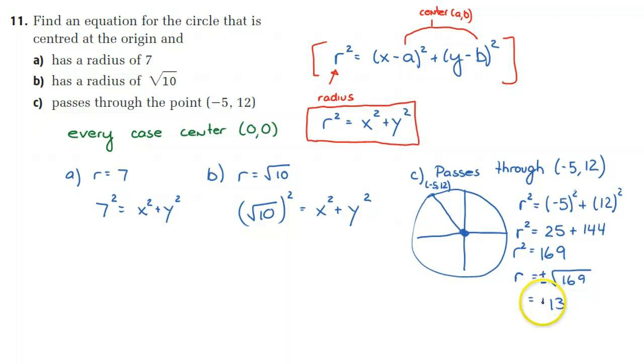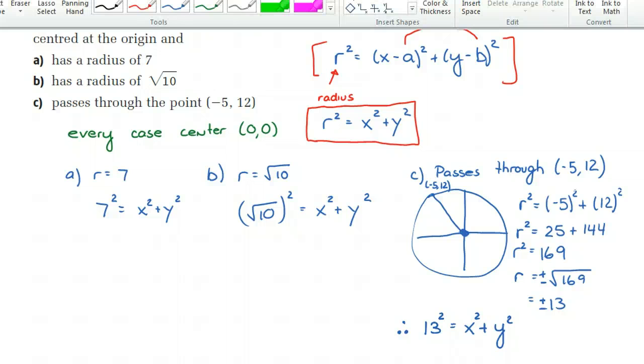Now remember, we took the square root, so we have to say plus or minus, but because this is a circle, a radius is always positive. So therefore, the equation of the circle is going to be 13 squared equals x squared plus y squared. And I'm done.